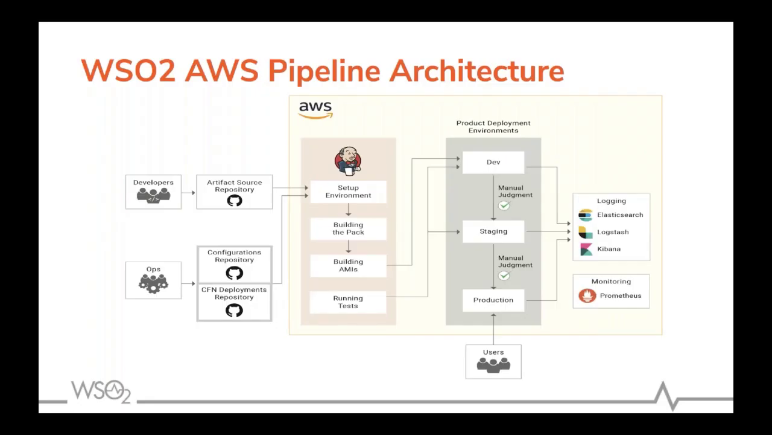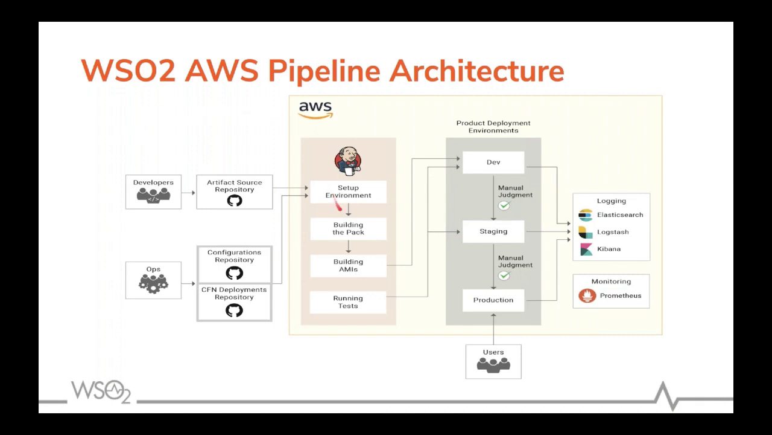Thank you, Ching. This is the WSO2 AWS pipeline architecture diagram. The AWS pipeline consists of 7 main stages. Jenkins is used as the continuous integration tool and CloudFormation templates are used for continuous deployment. Jenkins runs the initial stages of the pipeline and the CloudFormation templates are used to deploy the WSO2 product in different environments.